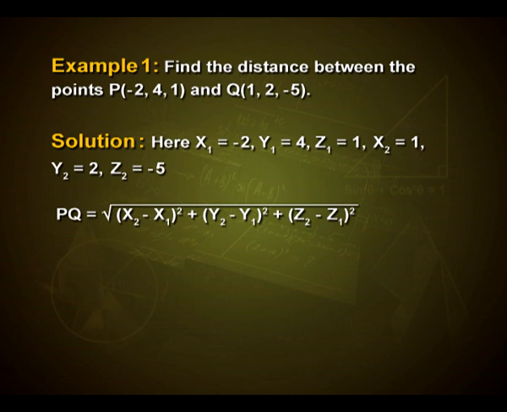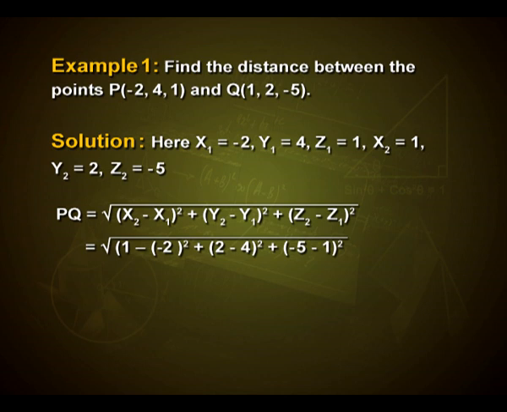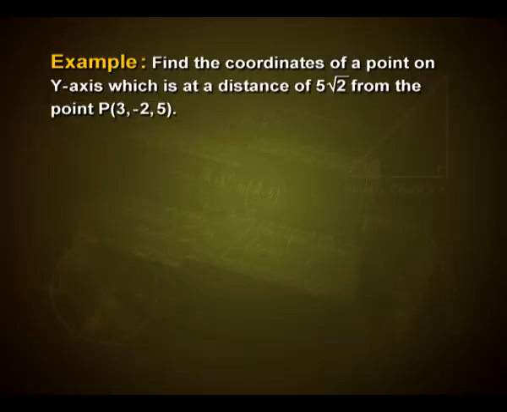On substituting the values, we have the square root of (1 minus (-2)) whole square plus (2 minus 4) whole square plus (-5 minus 1) whole square, which on simplification gives the square root of 9 plus 4 plus 36, which is equal to the square root of 49, and that is equal to 7 units. Let us look into one more example.